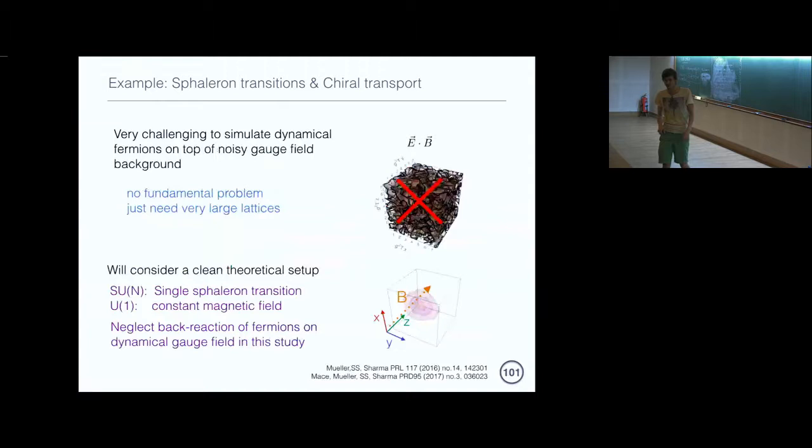But what I'm going to show you here regarding fermions is a simplified setup of this kind of thing, where we basically just take a single Sphaleron transition, throw out all the short distance noise, just keeping the topological content, and then you study how the fermion evolves in that background, okay?